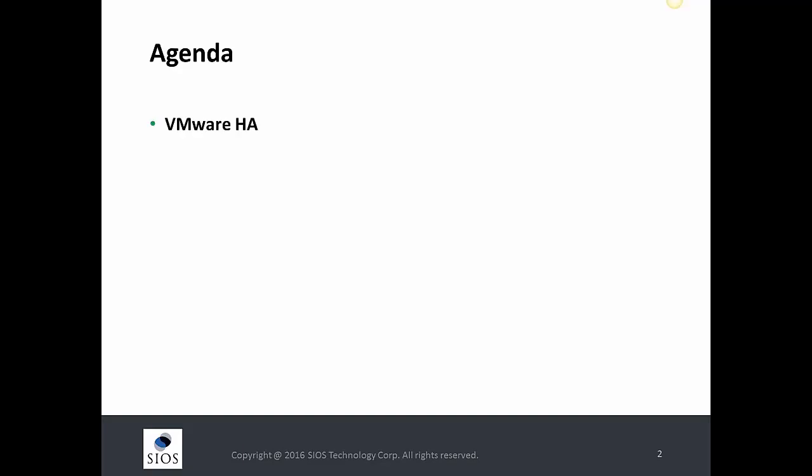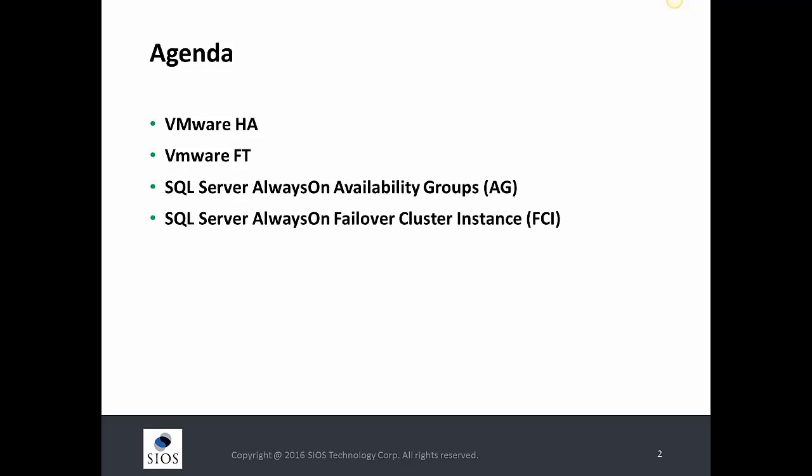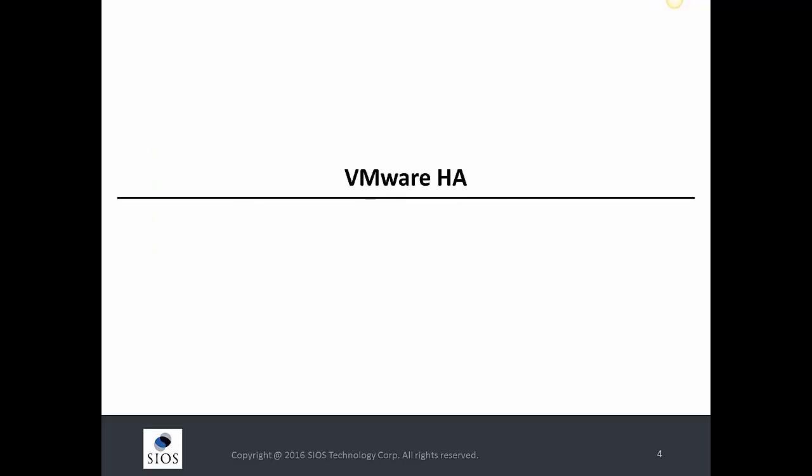So let's get started. The agenda we have today, we're talking about 5 ways to provide high availability. We're going to take a look at VMware HA. We're going to look at VMware FT. We're going to look at the SQL Server Always On availability groups. We're going to look at SQL Server Always On failover cluster instance, and then we're going to look at a SQL Server SANLess cluster using the SIOS DataKeeper solution. So let's talk about VMware HA.